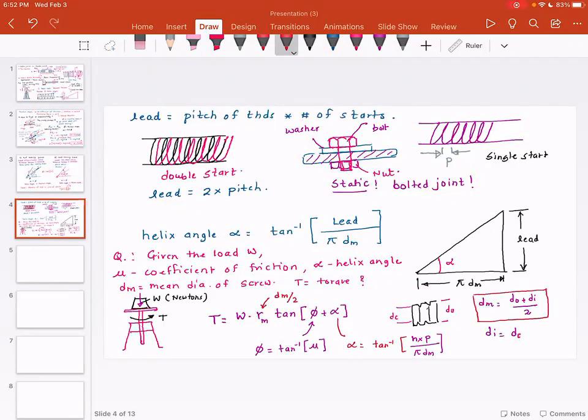So this is a very, very important equation that we will use multiple times in different chapters. So remember this equation. Torque needed to raise the load or to move the slide is the weight that is to be moved multiplied by the mean radius multiplied by the tan of the combined friction angle and the helix angle. Any questions here?